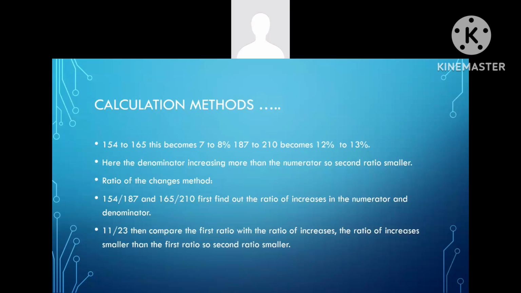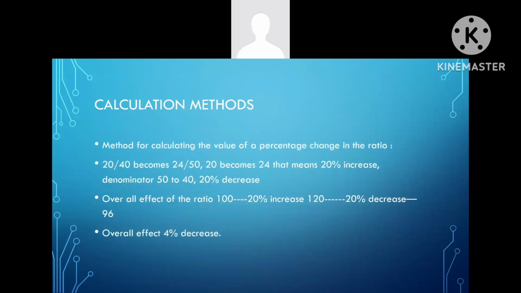154 by 187 and 160 by 210. First find out the ratio of increases in the numerator and denominator. That becomes 11 by 23. Then compare the first ratio with the ratio of increases, 11 by 23. The ratio of increases is smaller than the first ratio. So the second ratio is smaller.